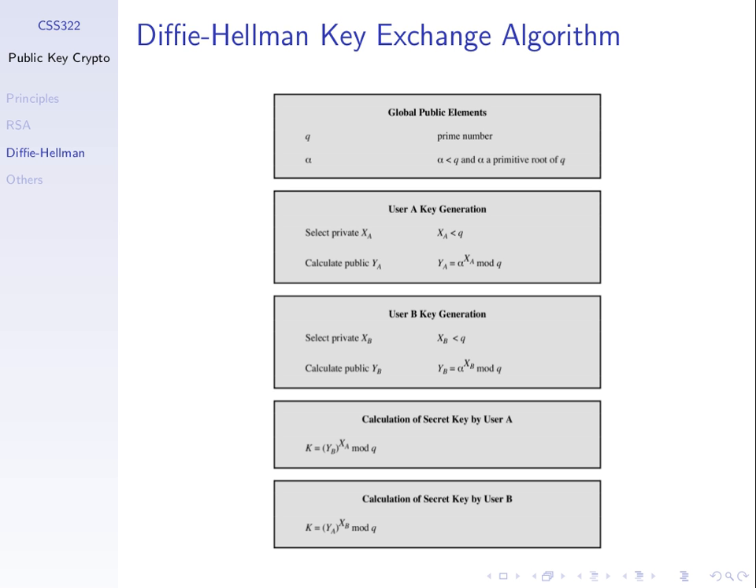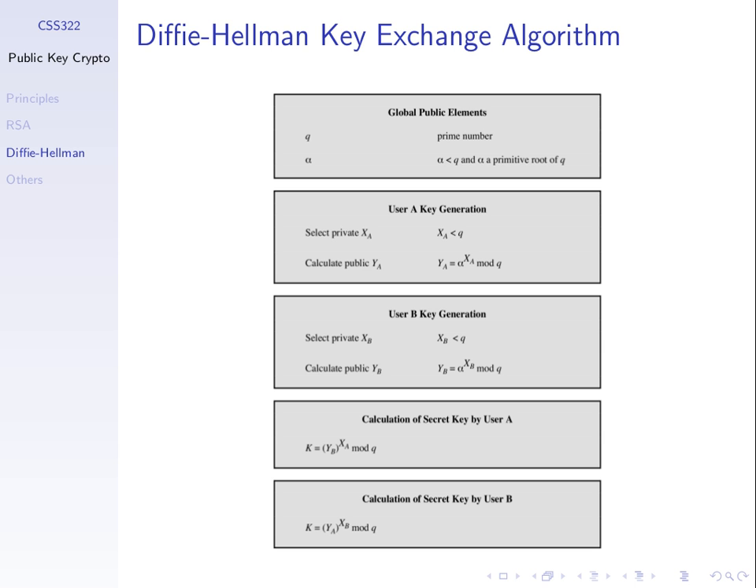And this exponential, we can bring together: alpha to the XA to the XB is alpha to the XA times XB, all mod Q, just by simple expansion for that modular arithmetic. So alpha to the XA to the power of XB is alpha to the XA times XB. That's the value of K calculated by B.